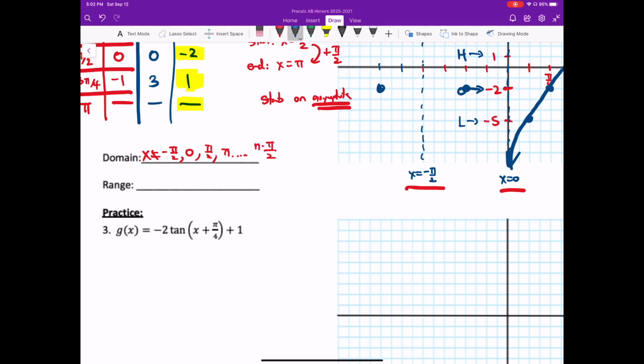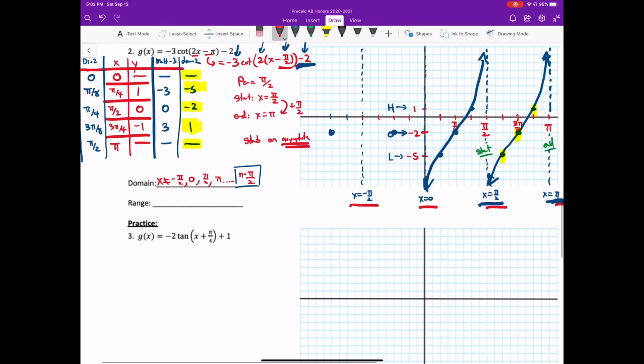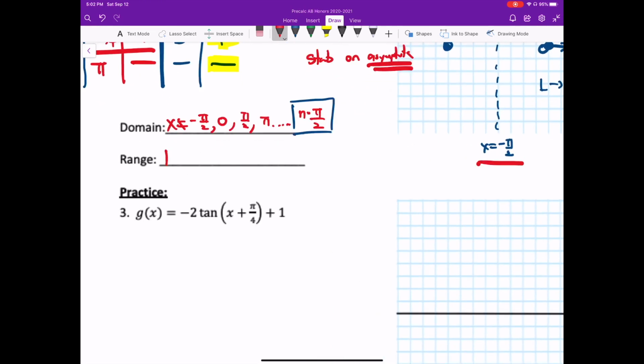That's even easier. Range, you notice that it goes from negative infinity all the way to positive infinity. So the range of all of these will always be all real numbers.